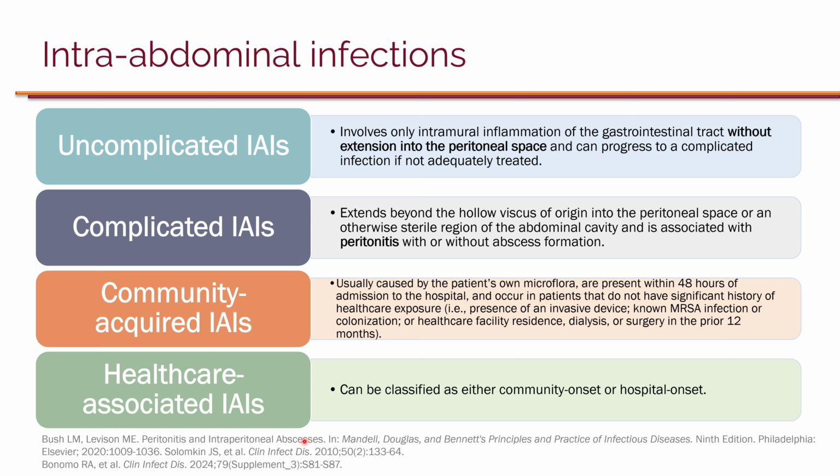However, if uncomplicated intra-abdominal infection is not managed adequately, it can progress into complicated intra-abdominal infection. And by complicated intra-abdominal infection, we're referring to infection that extends beyond the hollow viscus of origin into the peritoneal space or an otherwise sterile region of the abdominal cavity, and it is associated with peritonitis with or without abscess formation. So essentially, if there is an infection in one of those organs and at the same time the patient develops peritonitis, that essentially leads to complicated intra-abdominal infections.